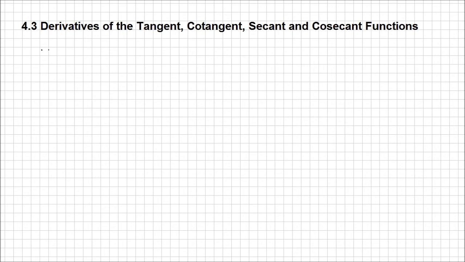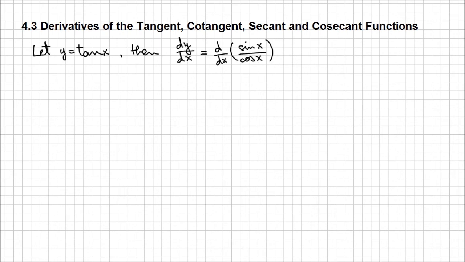Let's start by considering the function tangent of x. If y is tangent of x, then the derivative dy dx is going to be the derivative of, and I'm going to express tangent of x in regards to sine and cosine. So it's going to be d dx of sine of x over cosine of x. It's a quotient, so I'm going to apply the quotient rule. It's going to be equal to derivative of the numerator times the denominator minus the numerator times the derivative of the denominator, everything over the denominator at power 2.